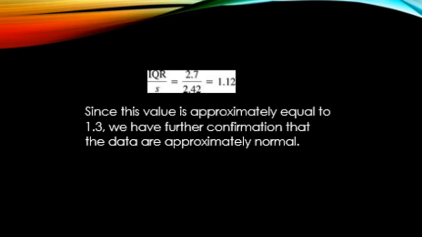Then the next test would be to find the IQR to S ratio. IQR is 2.7 for this data set. S is 2.4. If you need to review how to calculate IQR and the standard deviation, watch one of the previous lectures about numerical descriptors for data sets. Okay, now in this data set, the IQR to S ratio is 1.12, which is approximately equal to 1.3. So again, the second test confirms that it is normally distributed.